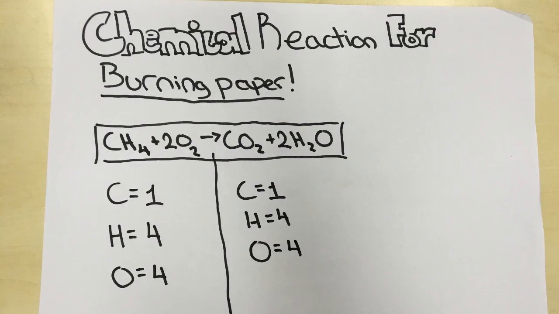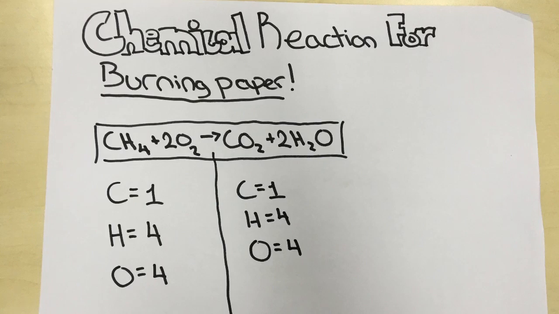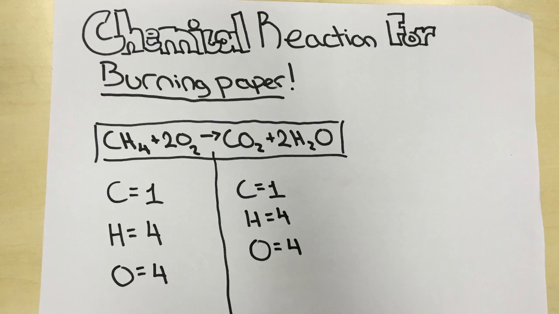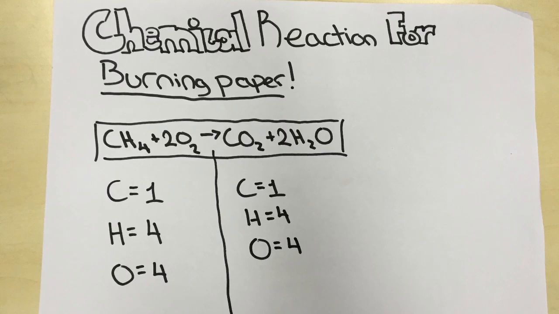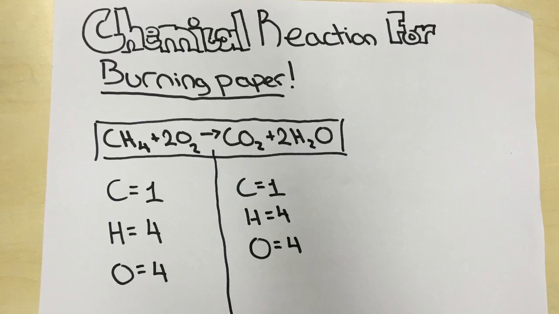Here, I have an equation for burning paper. In this equation, a chemical reaction occurred which proved that the law of conservation of mass is correct because based on the equation, the number of chemicals stayed the same. The law of conservation of mass states that in a chemical reaction, atoms cannot be created nor destroyed, which means that the mass cannot change.